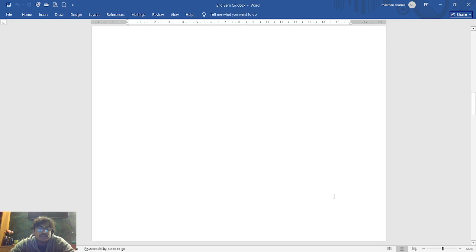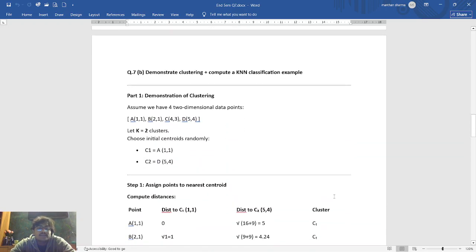Now moving on to question number 7 part B, where we demonstrate clustering plus KNN classification by example. So let's walk through a simple clustering example. Suppose we have four data points, A (1,1), B (2,1), C (4,3), and D (5,4), and we want to create two clusters. So we randomly choose C1 and C2 as A and D. C1 equals A (1,1) and C2 equals D (5,4).